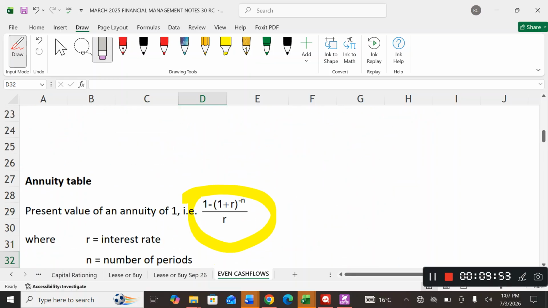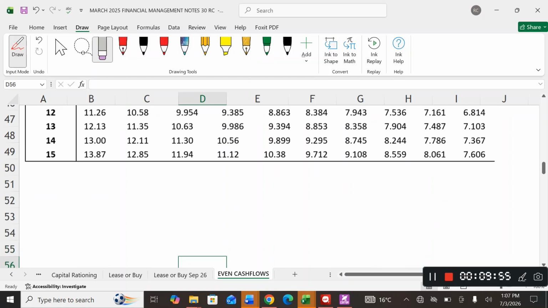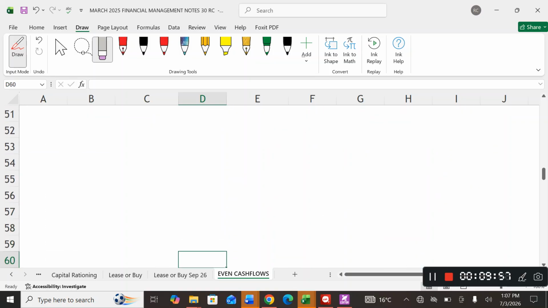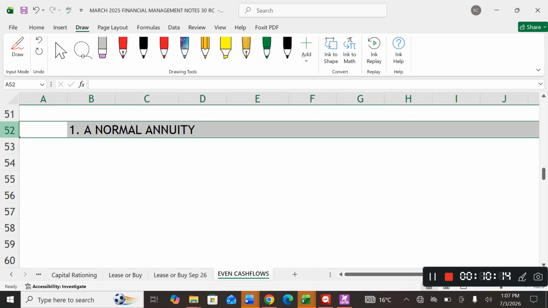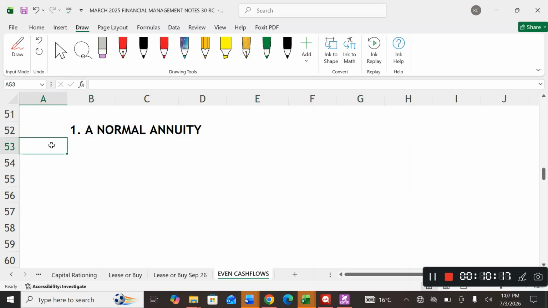So now let us look at the 3 types of annuities that we have. We have three types of annuities. Number one, we have what we call a normal annuity. Normal annuity. What happens when we have a normal annuity? How do we identify a normal annuity?